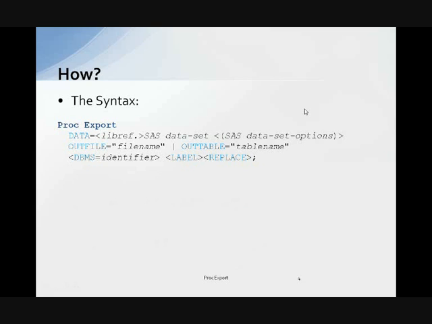Next, we have to provide a DBMS identifier to help SAS understand which kind of file we are generating. If I am generating an XLS file, then the identifier will be XLS. If I am generating a CSV file, then the DBMS identifier will be CSV. That helps SAS understand which kind of file I am generating.